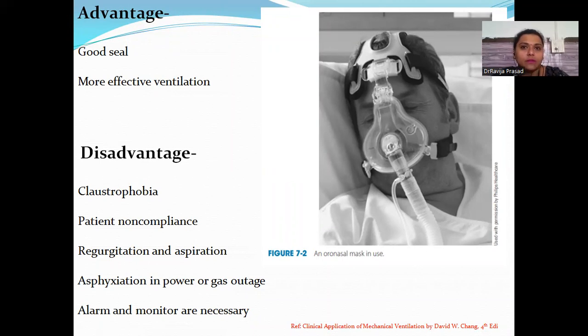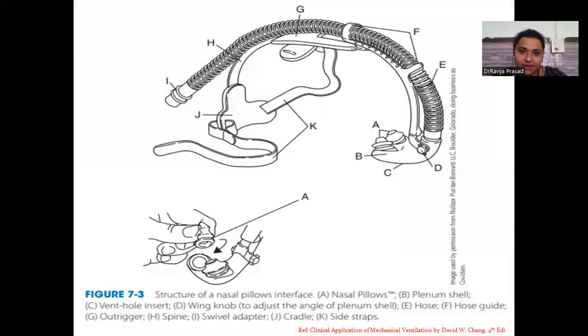The most common side effect is that the patient becomes claustrophobic because the face gets covered from all sides. So the first disadvantage is claustrophobia. But still, if you want to give the patient a high-flow oxygen supply, then you have to put the patient in NIV mode. So first, the advantage is a good seal. Second, more effective ventilation. The disadvantages are claustrophobia, patient non-compliance, regurgitation, aspiration, excitation, and power or gas outage; alarms and monitors are necessary.